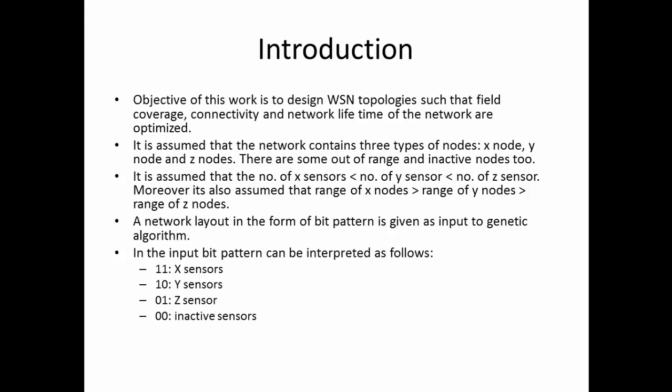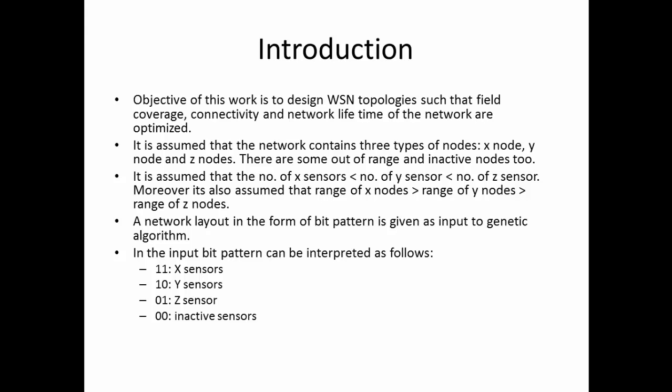We have some constraints on these different types of nodes. For example, the number of X sensors is going to be smaller as compared to number of Y sensors, and the number of Y sensors is going to be smaller as compared to number of Z sensors. Moreover, the range of X sensors is going to be bigger as compared to the range of Y sensors, and the range of Y sensors is going to be bigger as compared to the range of Z sensors.